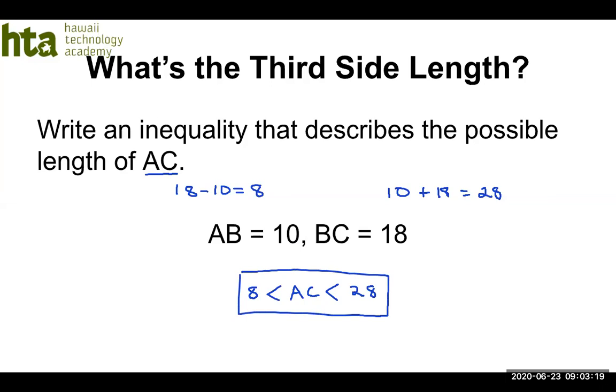That is what you type in or write in a drawing or whatever it asks you to do. So the name of what it's asking you to find a possible length of goes in the middle of two less than signs. Add the two given lengths together, put it on the right. Subtract the two lengths, put it on the left. And that is your answer.